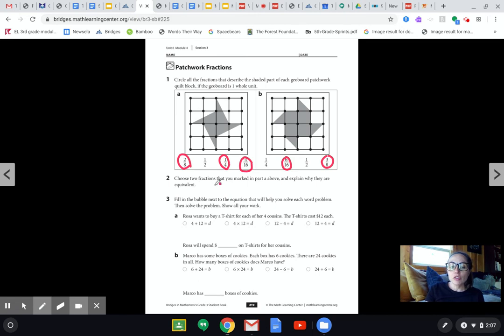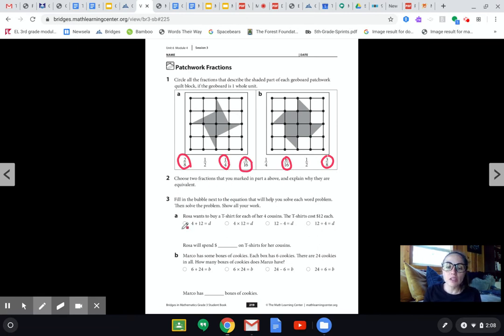So the next number 2, choosing the fractions you marked above, explaining why they're equivalent. So I kind of explained to you already how 4/16, 1/4, and 2/8 are all related. Same with 6/16 and 3/8. Think back to how I was explaining what numbers they have in common, and I reduced the fraction. So you might have written something like that in here.